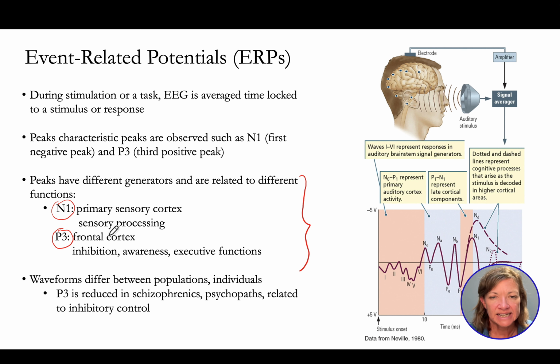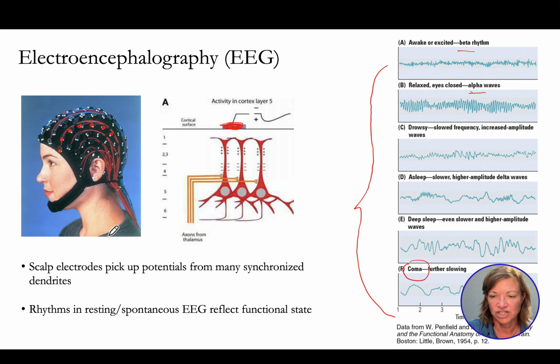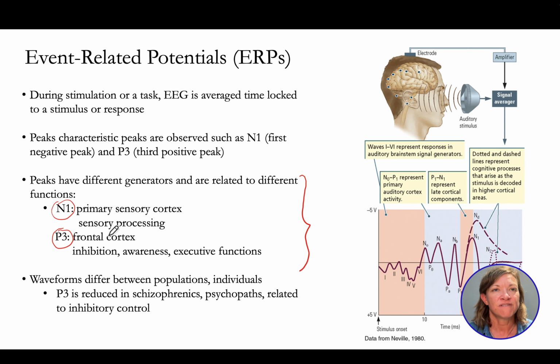And the interesting thing is not only resting brain activity can change, as we saw in the previous slide, with different consciousness states or other states, for example. Event-related potential activity can change between populations of people and individuals. For example, the P3 peak is reduced in schizophrenics and psychopaths, and that's thought to be related to a loss of inhibitory control.